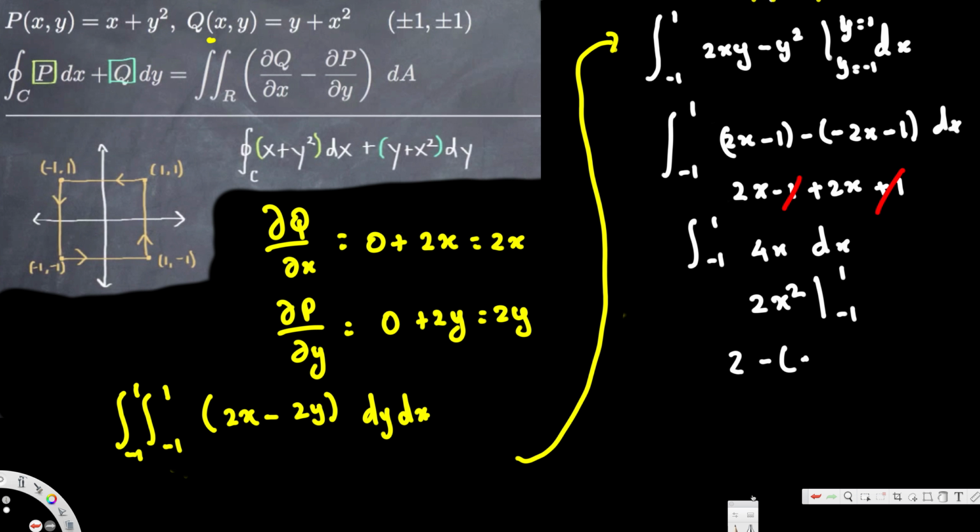Let's rewrite this. If we plug in 1, that's just 2, minus, and if we plug in negative 1, that's negative 1 squared, which is positive 1, times 2, still 2. So we are going to get 0. 0 is the final answer. I hope this helps. Thanks for watching.